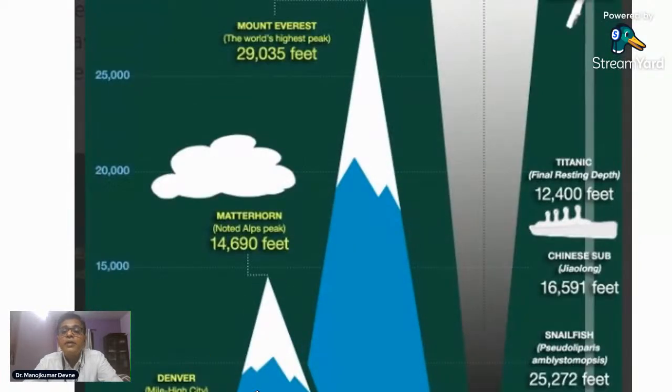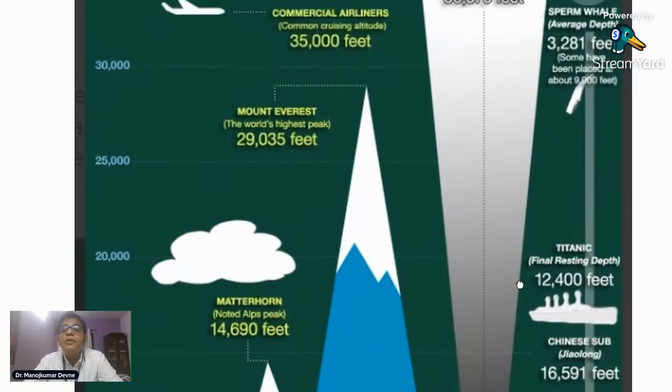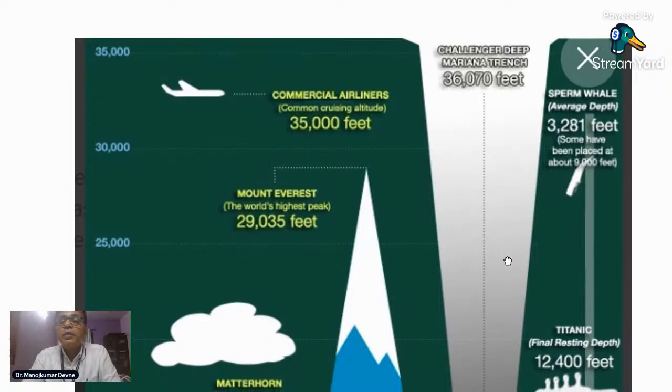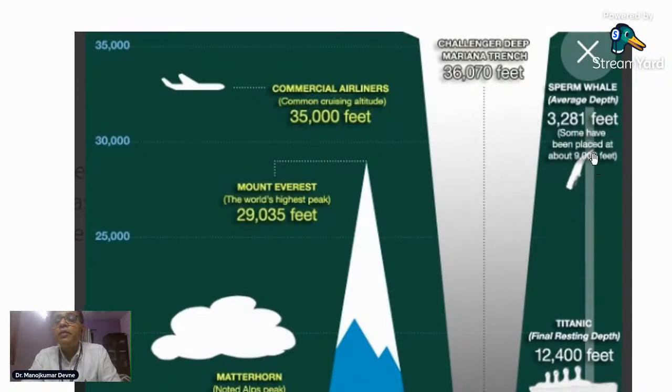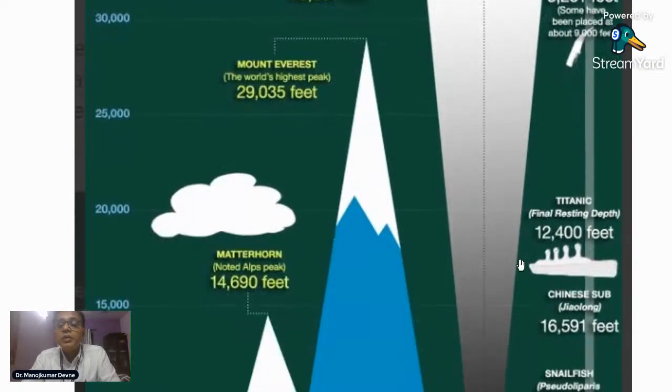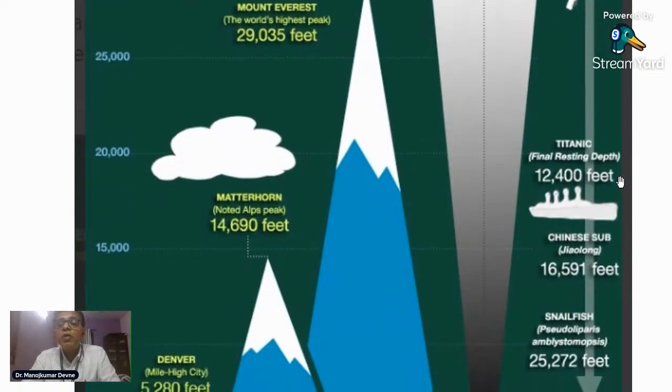And then, as far as the depths are concerned, let me just see if I can. Yeah, the Challenger, we spoke about the Challenger mission, which went into the Mariana Trench, 36,000 feet deep. The sperm whale, we have already said, around 1 kilometer it can dive to. Now, this is interesting. The final resting depth of Titanic is around 12,000 feet. So 12,000 feet would make it 4 kilometers.